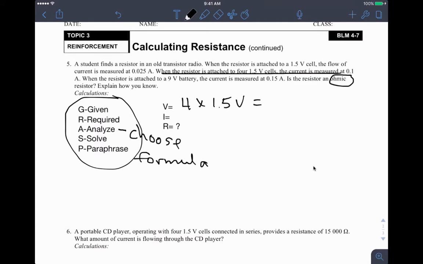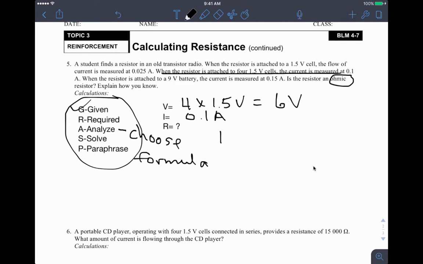That's actually going to be 6 volts. You have to catch that because there are 4 1.5 volt cells. The current in this case is 0.1 amps. So there I've done what's given. It's asking me, what is the resistance?